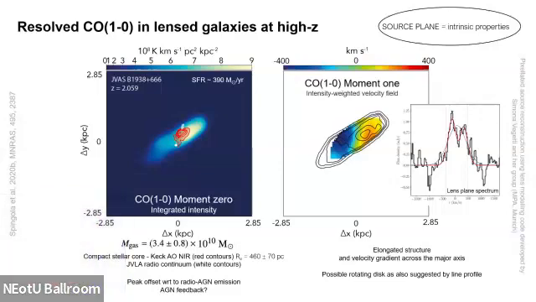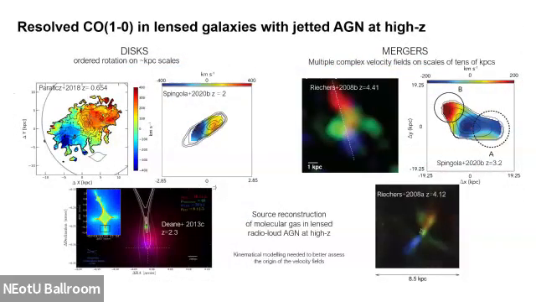So of course, we will need kinematical modeling to confirm the nature and assess the origin of these velocity gradients. But if we put these two systems together with the other pixelated reconstructed lensed sources, showing also jetted AGN with low-J transitions of the CO, this is what we get.